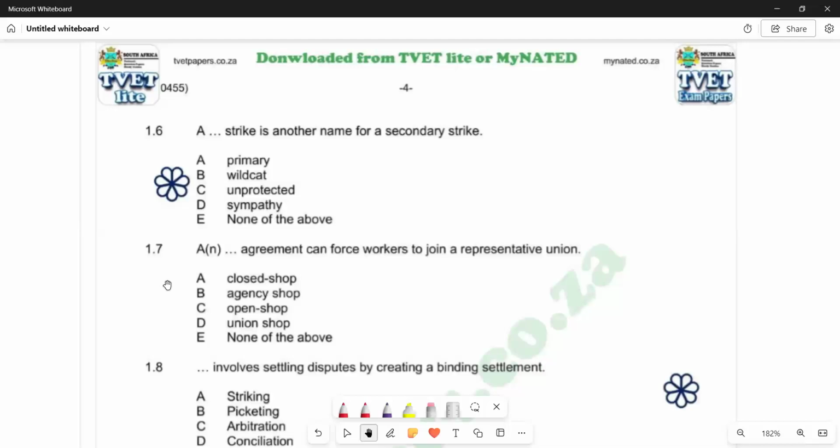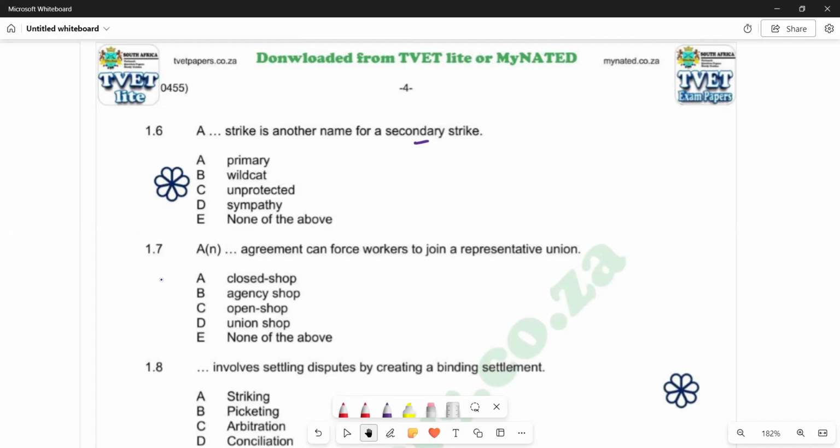1.6 reads, a dash strike is another name for a secondary strike. So maybe we may start by understanding what we actually mean by secondary strike. When we talk about a secondary strike, it's when employees of other employers put pressure on the primary employer to accept the demand of the employees. So we are saying it's employees from a different organization that are putting pressure on behalf of workers of another organization. That is what you call a secondary strike.